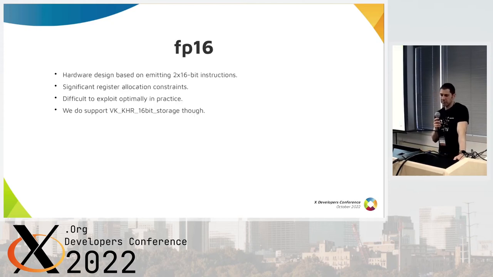Another thing is FP16. Ideally, we want to have this, but the way I would like to have this is you would want to have faster FP16 instructions, but we don't. What we get is the capacity to emit two of these at the same time, but with very special constraints on register location. You need to have your operands on the same registers, on the upper and lower 16 bits of them, and the results the same. So you need to kind of mix and match your operands and registers in ways that make this work, which in practice I think is very difficult to exploit optimally. So we have decided not to do anything about this for now. We do implement the storage extension, but then we just convert to 32-bit internally. So that's all we are doing for now.